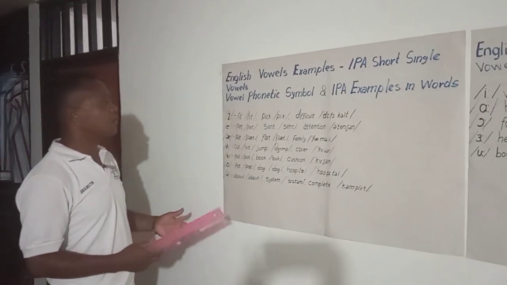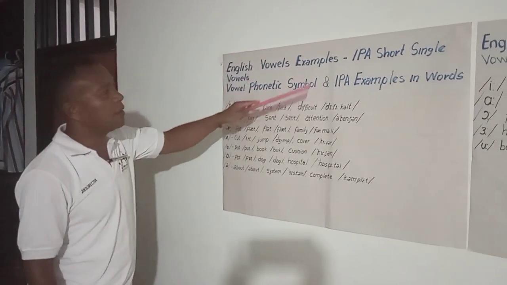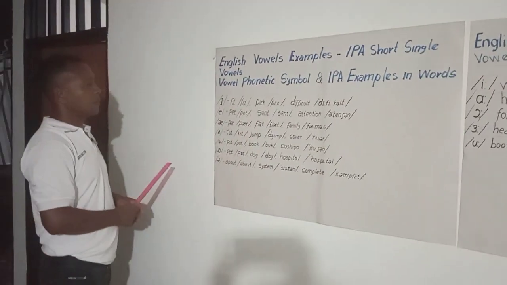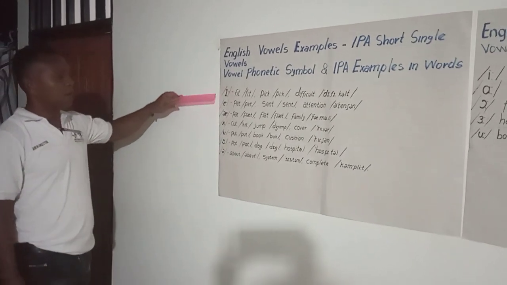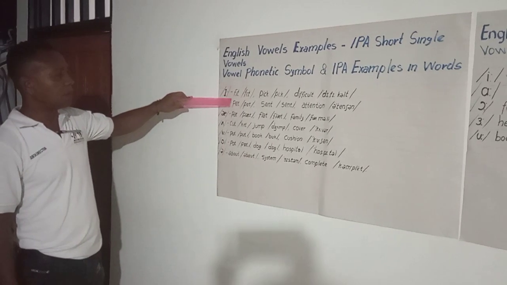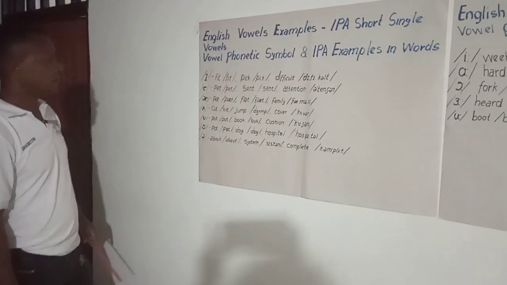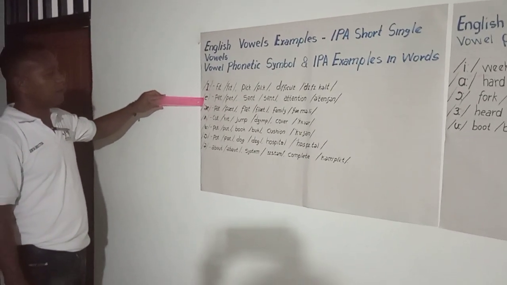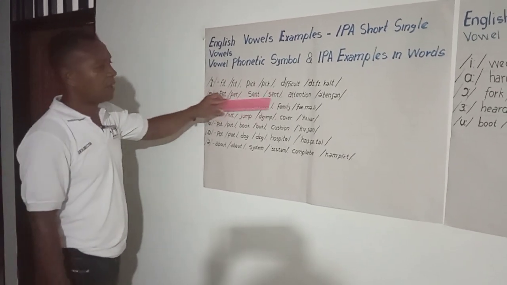This time I'm going to talk about the English vowel sounds, and these are short single vowels. Okay, let's begin. The first one is this sound, like in feet, big, difficult. The second vowel is this sound, like in bed, send, attention.